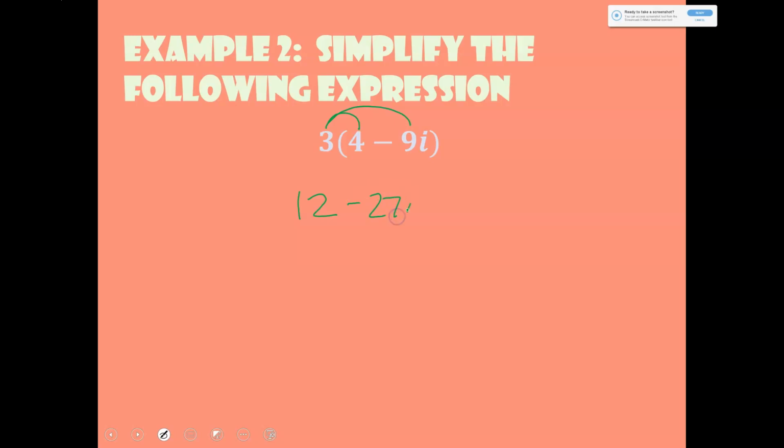Again, there's only one I, so I'm just going to drop it down. I can't combine those two terms. There's no I squared to turn into negative 1. So that is your final answer. Okay?